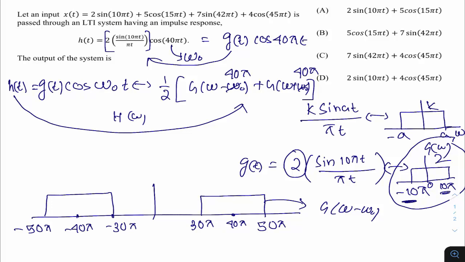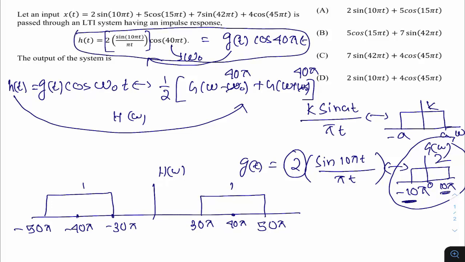But what is the height of this rectangle? Here, g of omega has height 2. And here I have this additional half multiplying factor because I am plotting h of omega. What I have plotted is only this bracket term, excluding the half. So the height is 2 and 2 here. But because of this half, when you multiply, 2 into half becomes 1. So this is your 1 and this is your 1. So this is your h of omega. Basically, what is being given is the impulse response h of t.